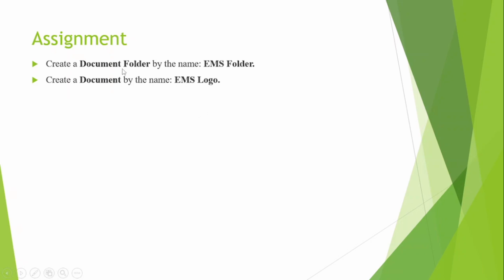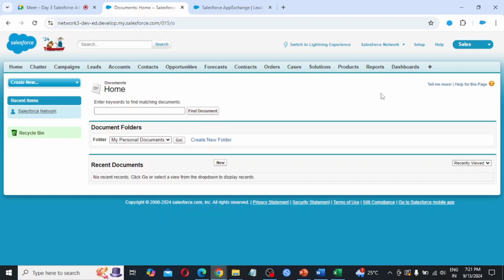You have to create a document folder by the name EMS folder, and you have to create a document by the name EMS logo. EMS stands for Employee Management System, and for the coming sessions we are going to relate this logo with the application. Most probably tomorrow we are going to create an application in Salesforce, so in that application we are going to use this logo.